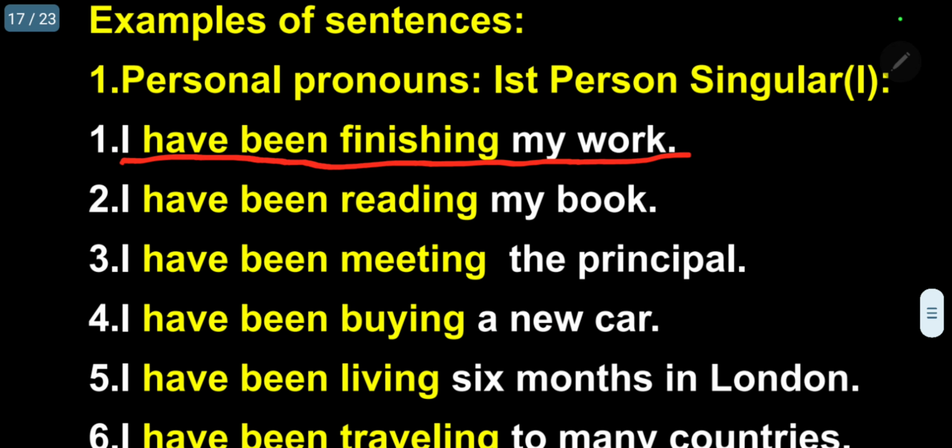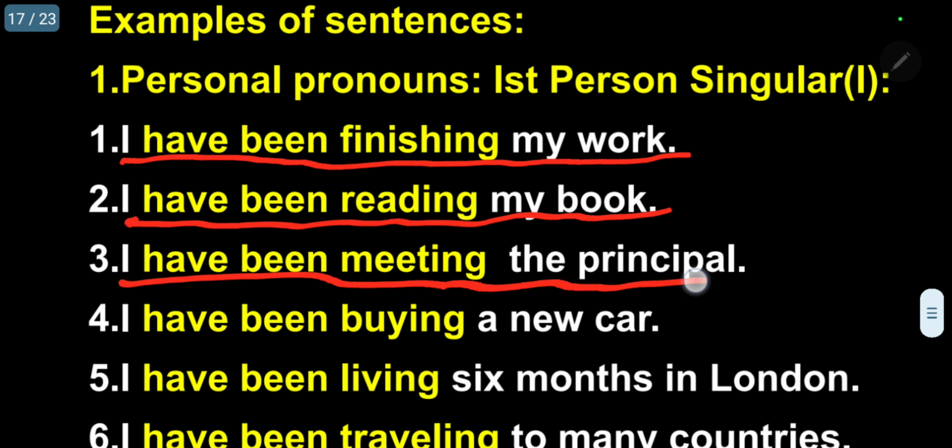I have. But I am not using I has, because singular, I should not use I has. I have. Same way, I have been reading my book. நான் என்னுடைய புத்தகத்தை படித்துக் கொண்டிருக்கிறேன். I have been meeting the principal.